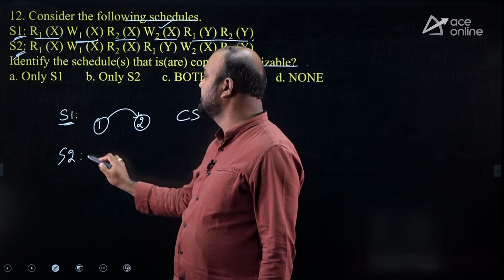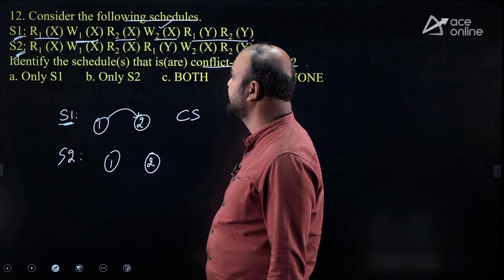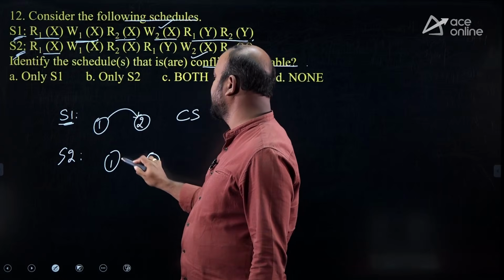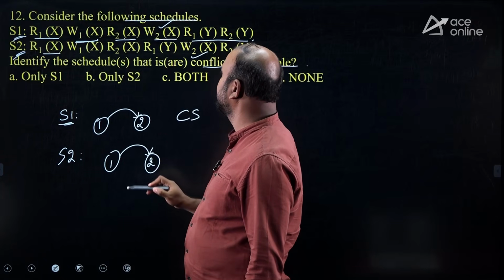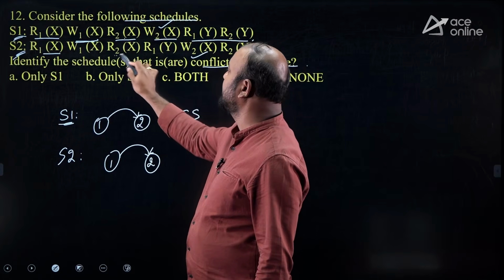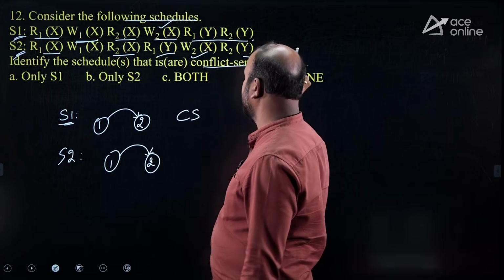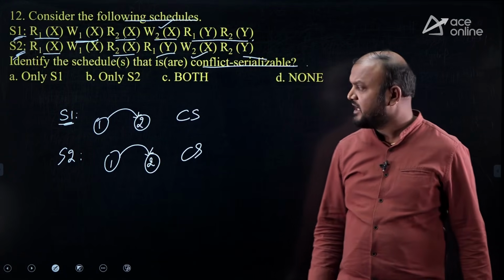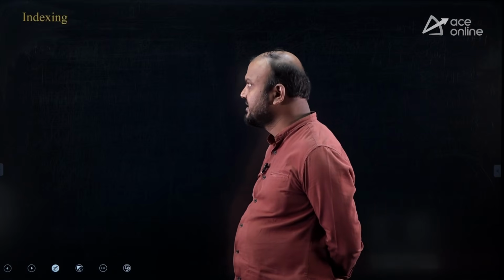What about S2? We have two transactions, two vertices. Read 1 X conflicts with write 2 X, 1 to 2 is a conflict. Write 1 conflicts with write 2. Read 2 X conflicts with 2 to same, but this is a Y, no conflicts. I think it is also CS. It means both the schedules are conflict serializable. Answer is both. Next, we will go for indexing.